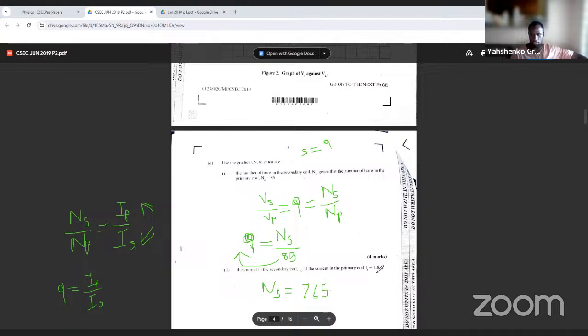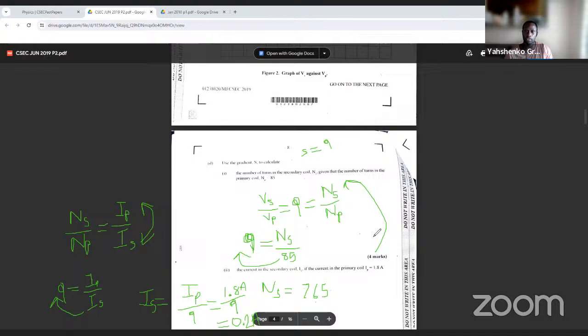They tell us that the current in IP is 1.8. So I know that this is going to go up here. And so I'm going to end up with IS is equal to IP divided by 9. But IP is 1.8 ampere divided by 9. And that's going to be equal to 0.2 ampere. And please note you had gotten 4 marks for this up here.